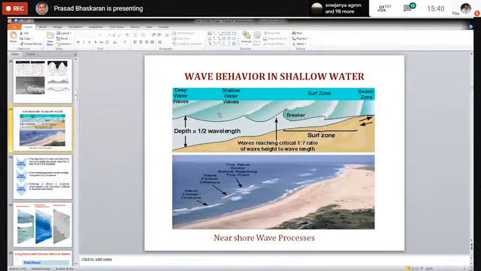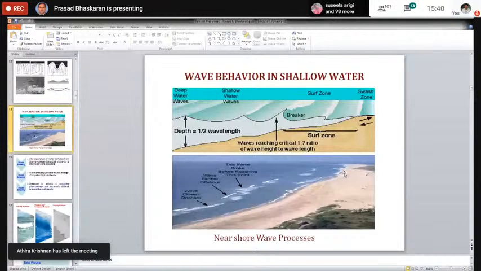So this slide also gives you an idea about the wave processes. You can see that these are called the breaker zones. This is very clearly visible when you go to the beach. The breaking of these waves can be defined by using a number which is called the surf similarity parameter. It is also popularly called the Iribarren number. So the Iribarren number can tell you the type of breakers.